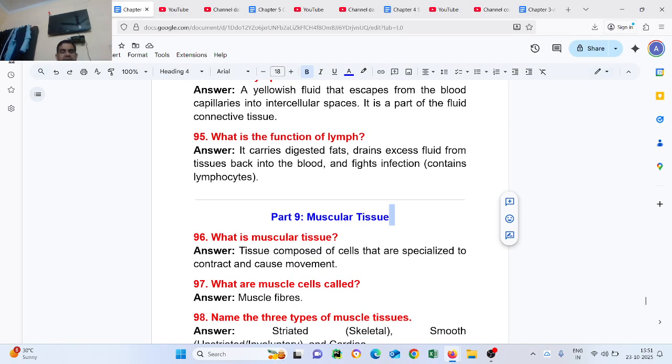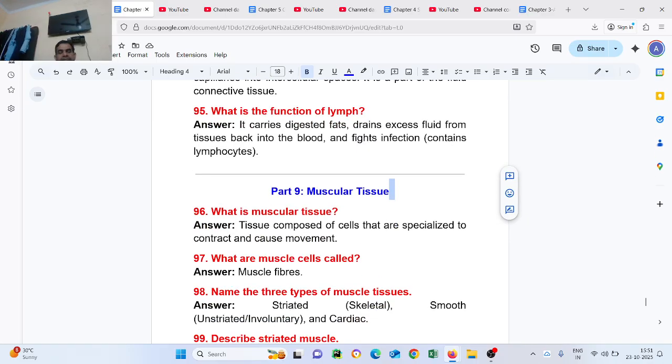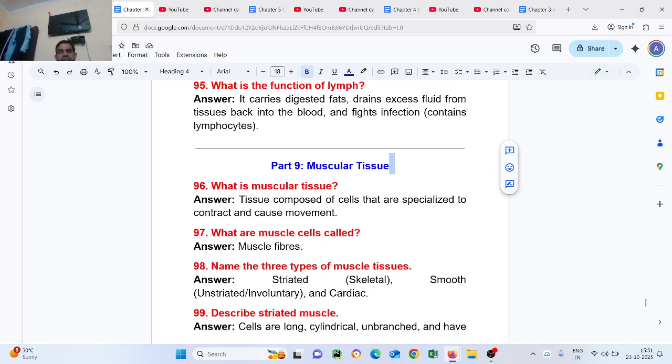Question number 97. What are muscle cells called? Muscle fibers. Question number 98. Name the three types of muscle tissue: striated or skeletal, smooth or unstriated involuntary, and cardiac muscles.